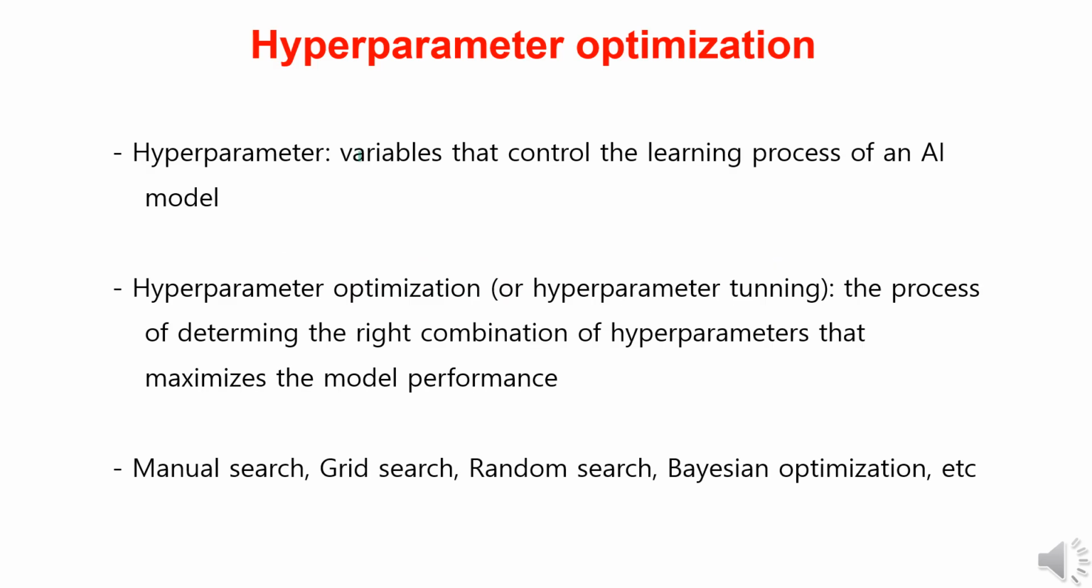Hyperparameters are variables that control the learning process of an AI model, and they need to be specified before training the model. Hyperparameter optimization, also known as hyperparameter tuning, refers to the process of determining the optimal combination of hyperparameters that maximizes the performance of an AI model. There are several methods for hyperparameter optimization, including manual search, grid search, random search, and Bayesian optimization.